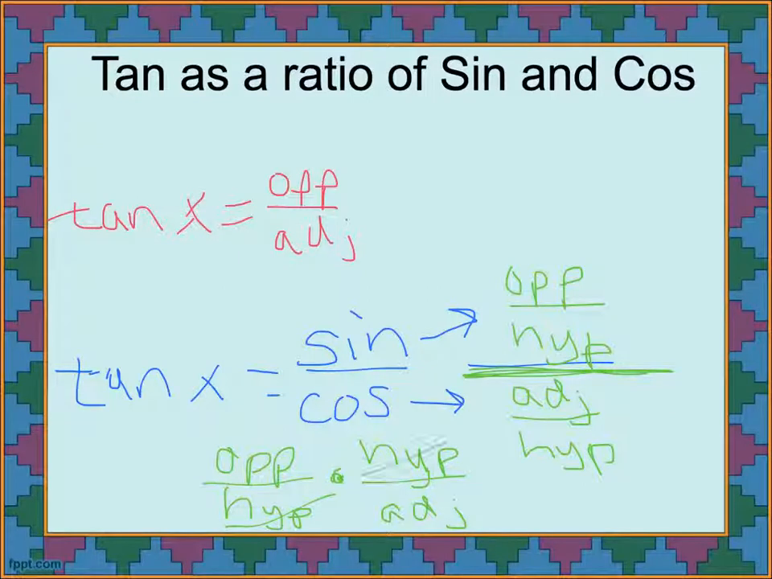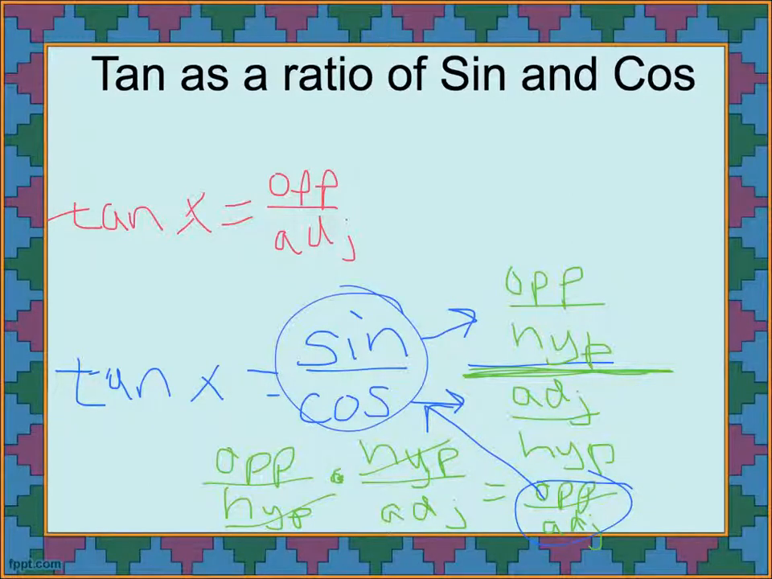So my hypotenuses are going to cancel, and that leaves me with opposite over adjacent. Which, hey, that makes sense, because take a peek. That's what tangent is, right? Tangent is opposite over adjacent, and that's what we just proved that you can get by rewriting tangent as sine over cosine. So you can write it, and this is going to be important. You're going to use this a couple times this semester.